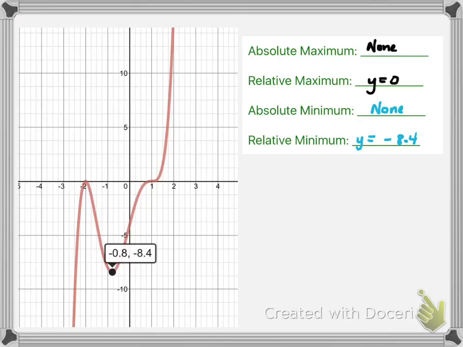It's very important that you understand the difference between absolute, meaning there's nothing that will ever go past it, and relative, which just means it happens to be a high or a low somewhere on the graph. Now, hopefully this helps you. Watch it again if you need the help, but good luck.